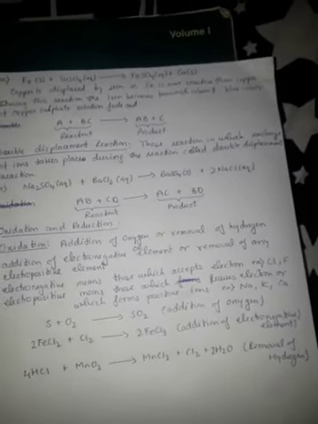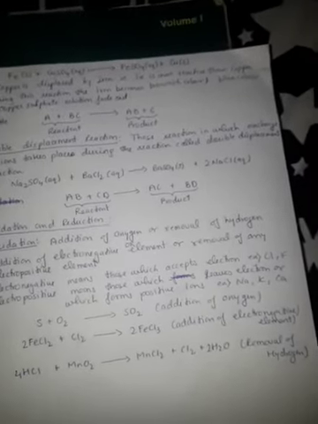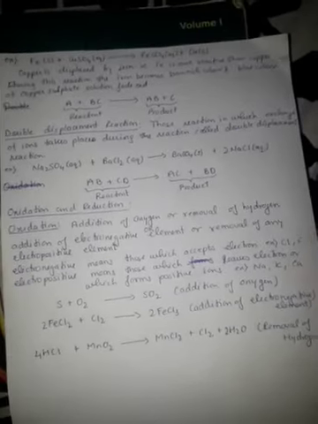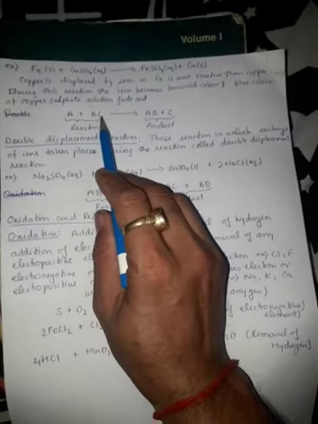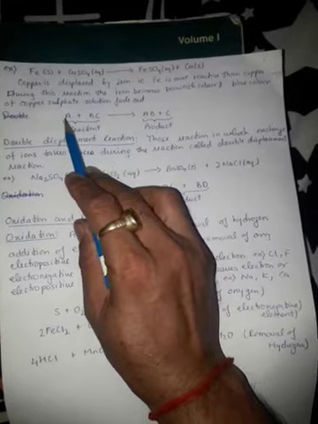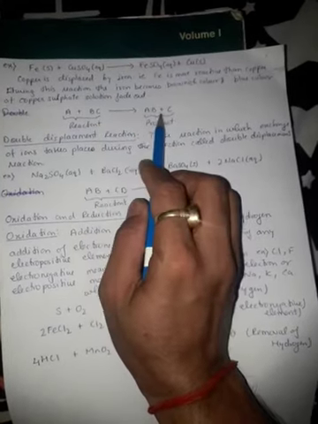That means the blue color of copper sulfate vanishes completely. This is the general reaction we have seen, when A reacts with BC, A is replaced by B, then AB plus C.